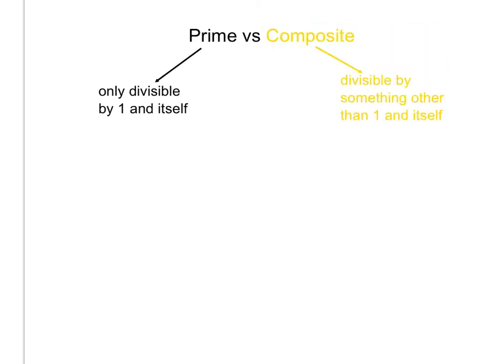Alright, let's go ahead and get moving into the assignment, or actually the lesson. First thing we need to know is what prime means and what composite means. So I'll give you a chart here. A prime number is only divisible by 1 and itself. Okay, so what that means, let's look at the number 5.